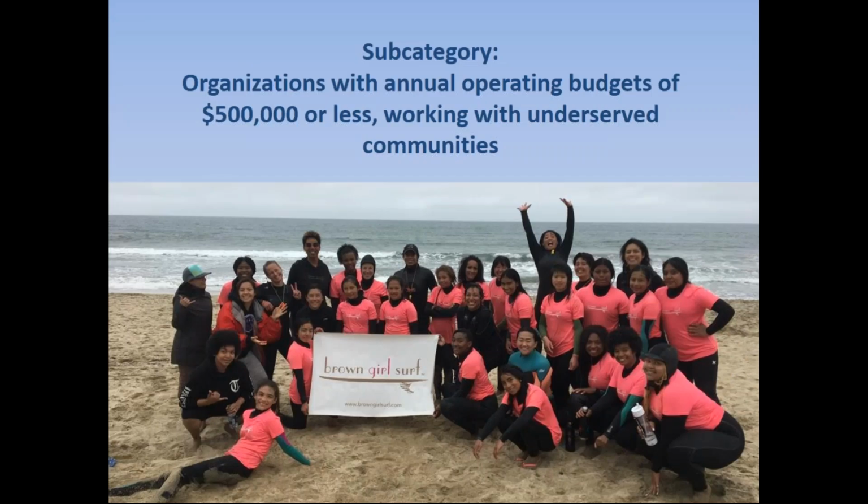We have another funding subcategory, which is for organizations with annual operating budgets of $500,000 or less that are working with underserved communities. This isn't a specific amount of money set aside for this, but the Coastal Commission views this as a way to help level the playing field for organizations that don't have a large capacity or dedicated fundraising staff.